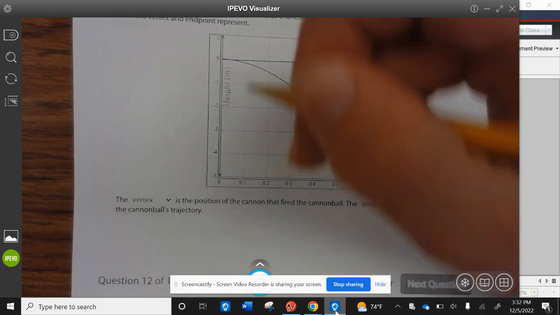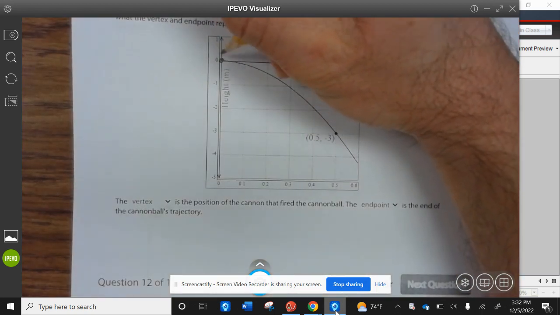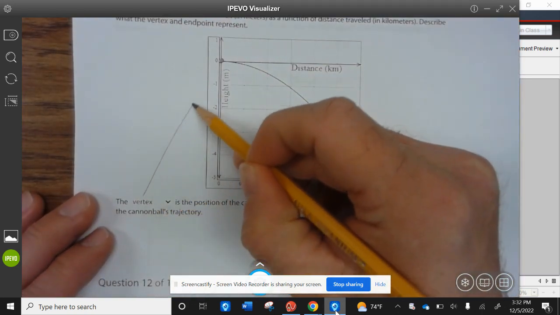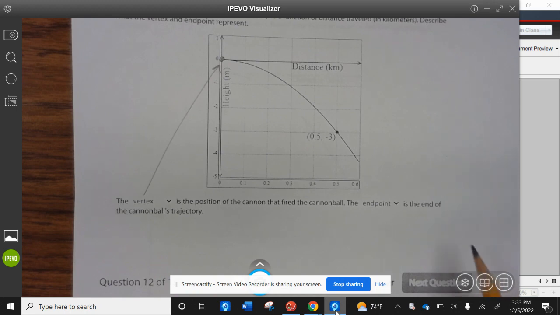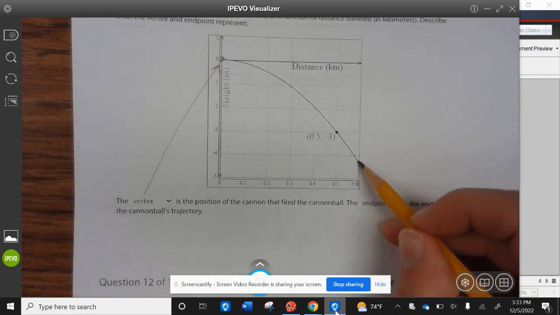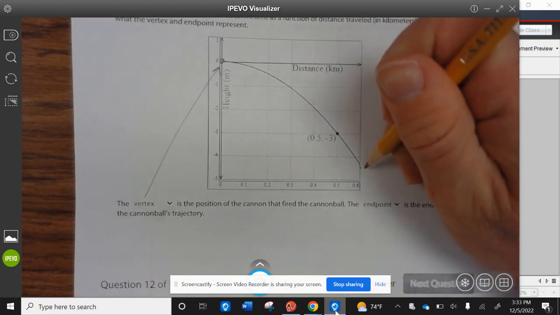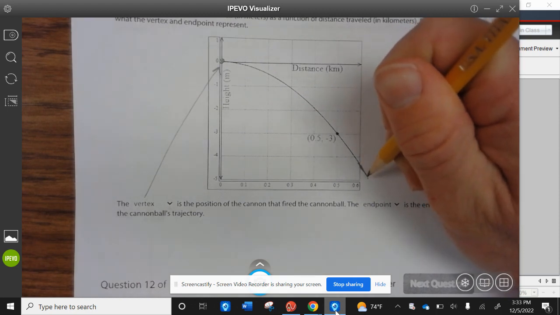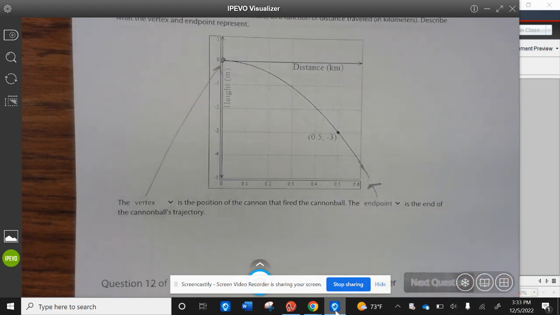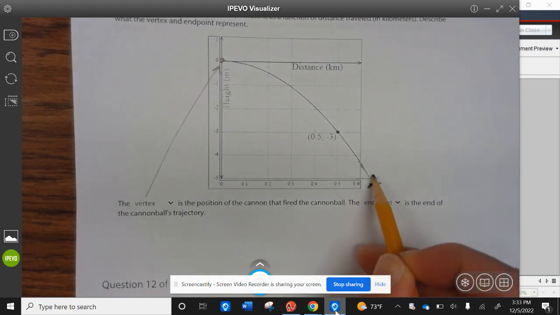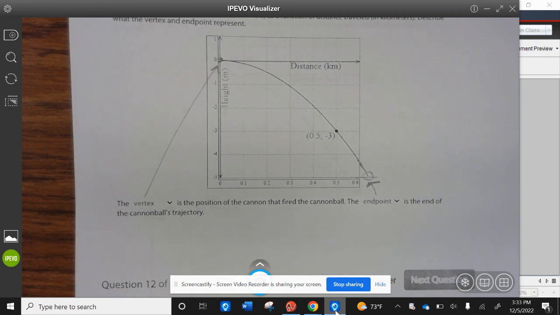So the vertex, which is this point right here, is the position of the cannon that fired the cannonball. The end point is the end of the cannonball's trajectory, which is technically where the cannonball keeps going, and this is your end point right here, where it hits.